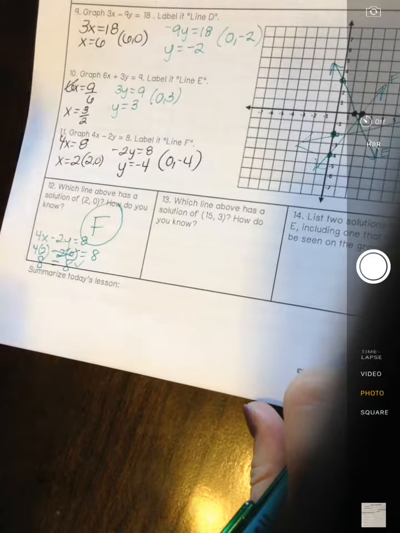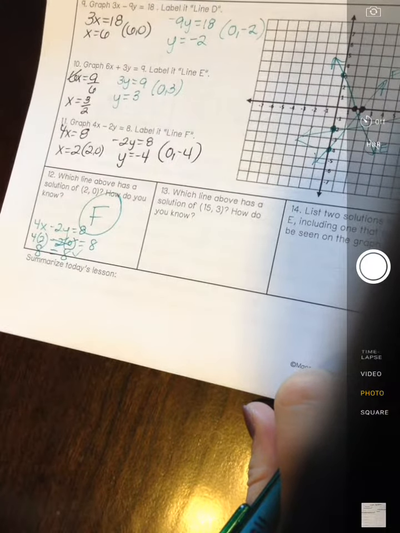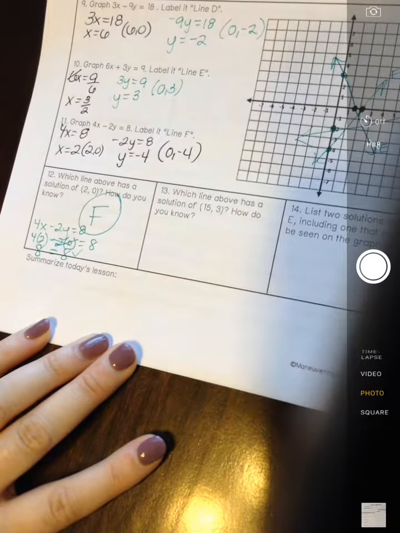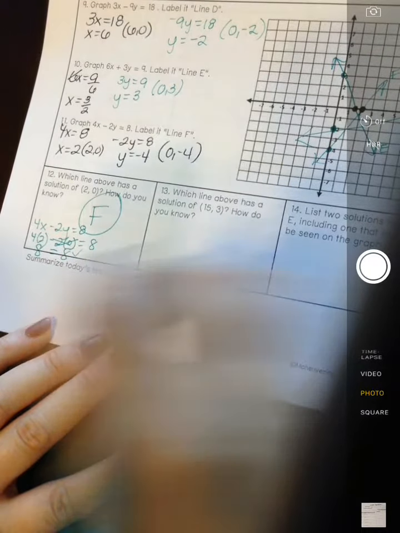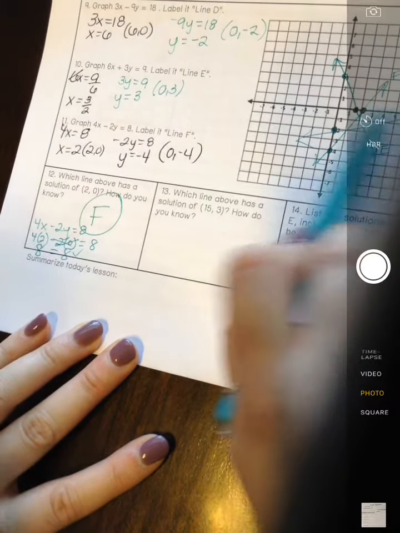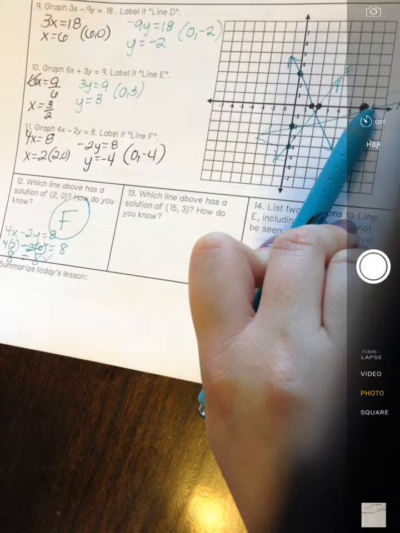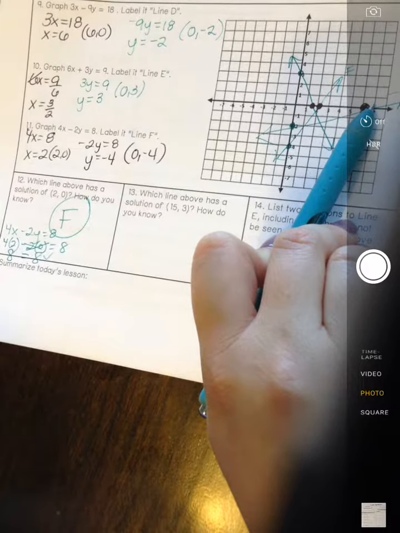Which line above has a solution of 15, 3? How would you know? So I could either keep graphing, which will take me a long time on here because I don't have 15 on the line, or I plug into the equations. So I'm going to do 3 separate equations right now to check.